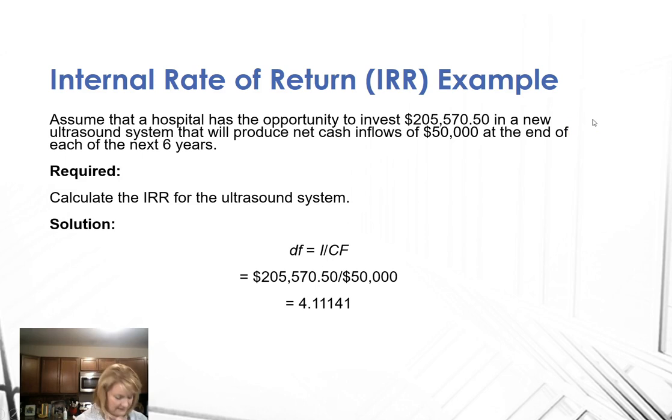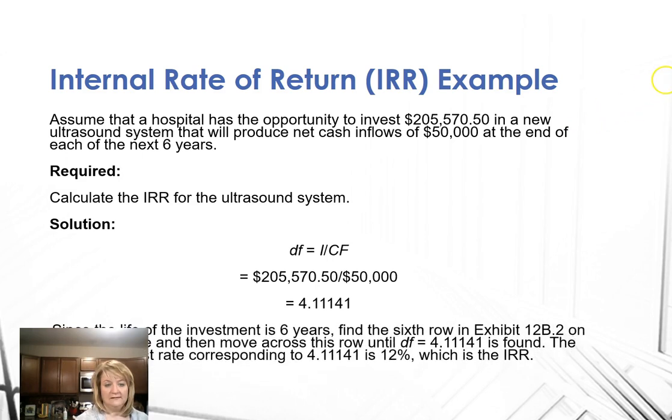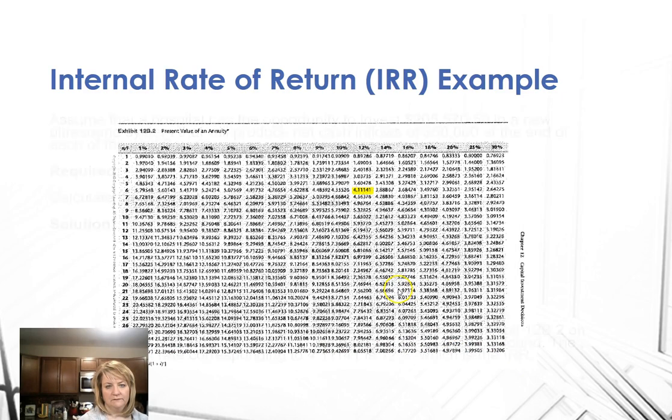So here is that example. Since the life of the investment is 6 years, find the 6th row, which I have on the next slide, and then move across this row until you find the discount factor, which equals 4.1141. And that is the interest rate corresponding, and it is 12%, which is the internal rate of return. So here it is. I've highlighted it. 12%. There it is, right there.